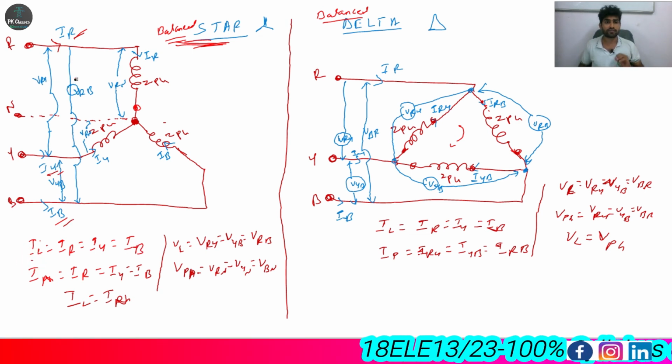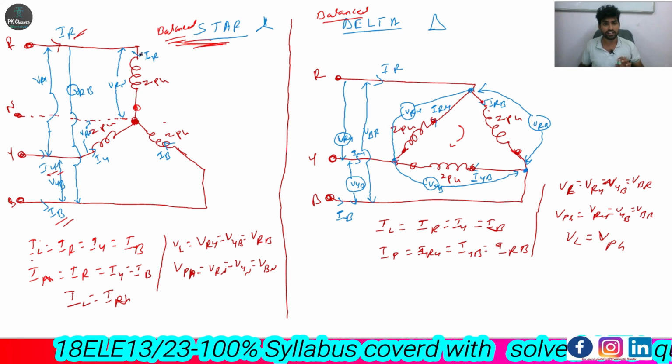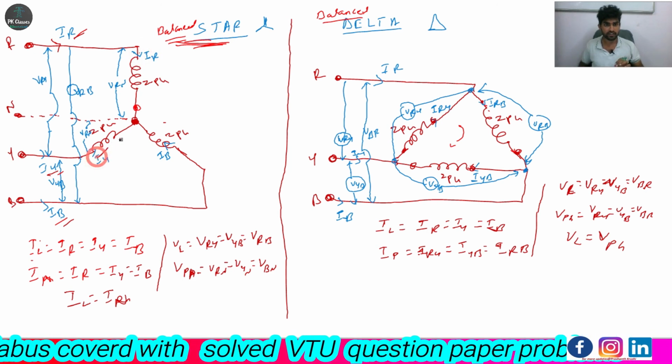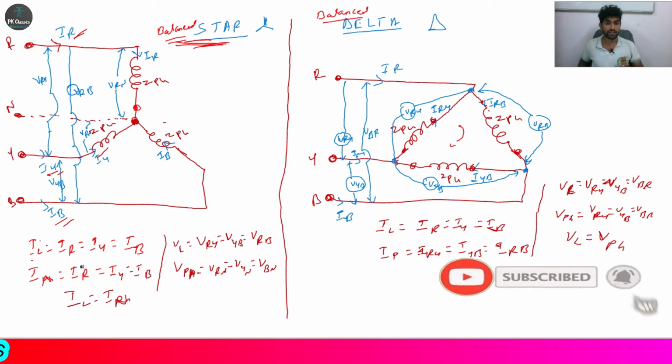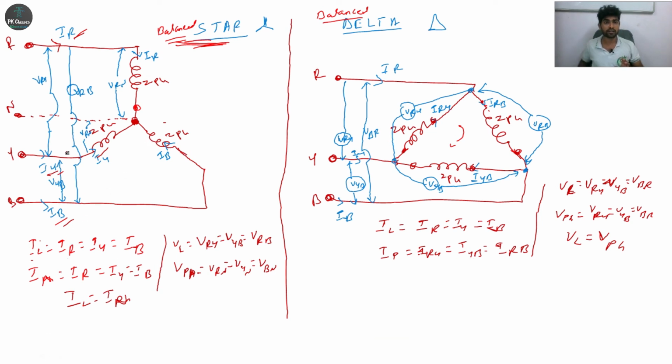So next there is a phase current. The current that passes through any branch. This current is flowing into this branch, this current is flowing through this branch. So I phase is equal to IR is equal to IY is equal to IB. See here, both currents are the same. Line current as well as phase current are the same for this equation.